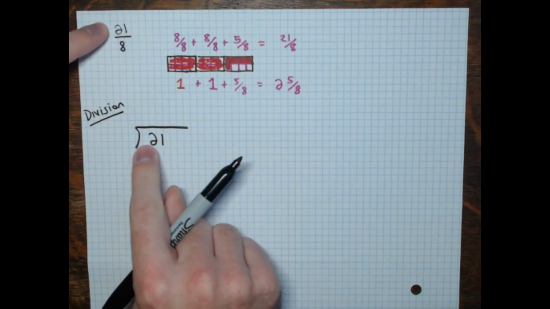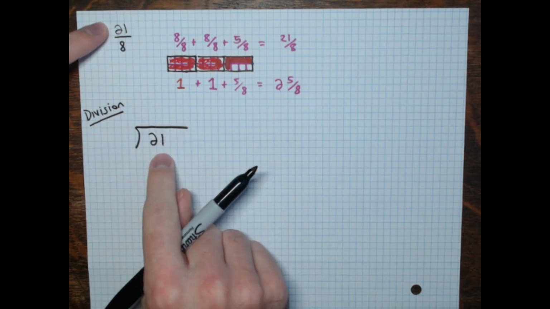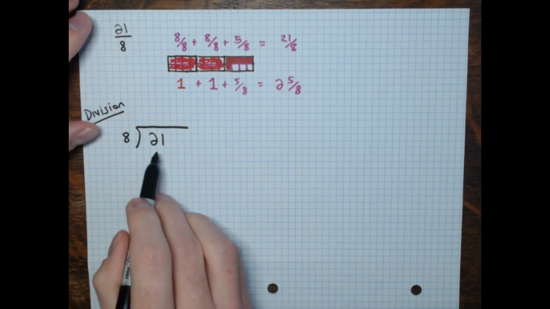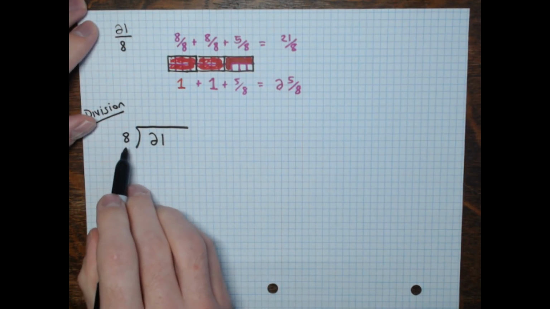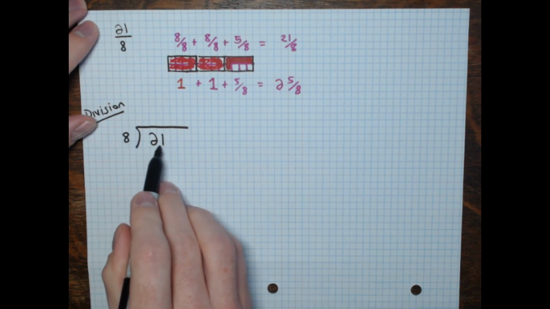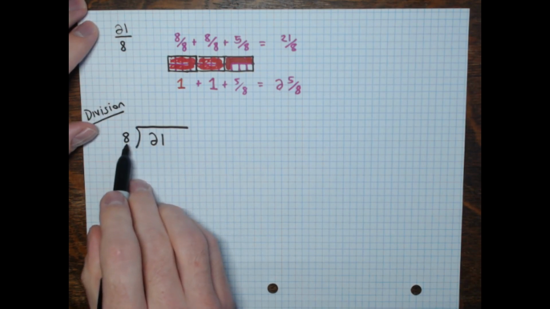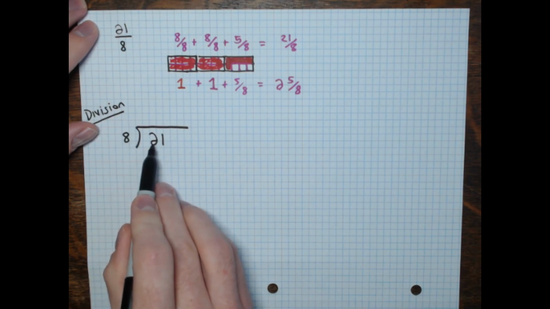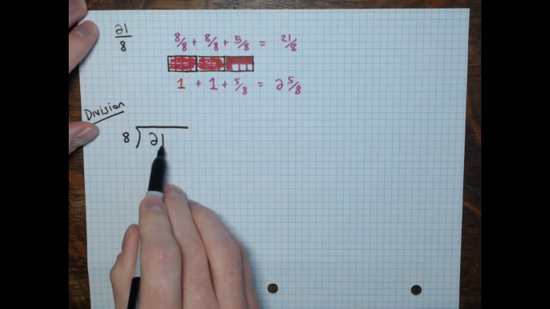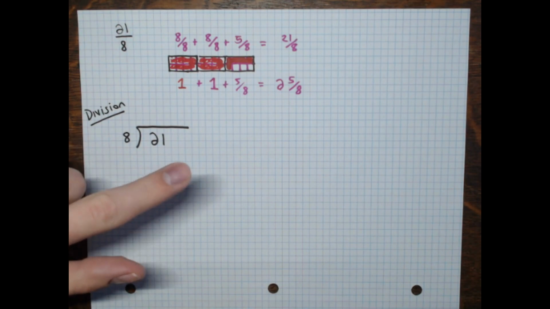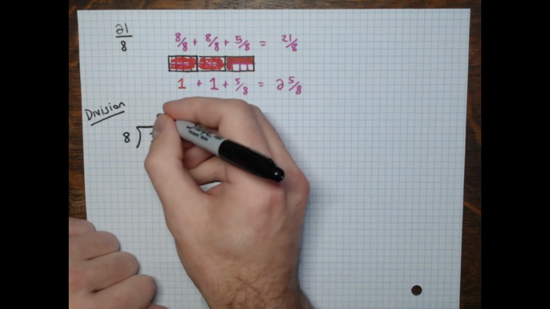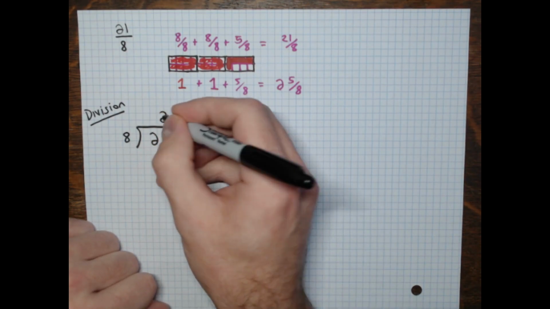So the numerator goes inside the division symbol, right? This is the long division symbol. And the denominator goes outside, 21 divided by 8. And then you start thinking, go left to right in the 21 digits, thinking about how many times does 8 go into these numbers. Now, does 8 go into 2? No. Does 8 go into 21? Yes, and it goes into 21 2 times, right? You got 8, 16, 24. 24 is too big. So 8 goes into 21 2 times.